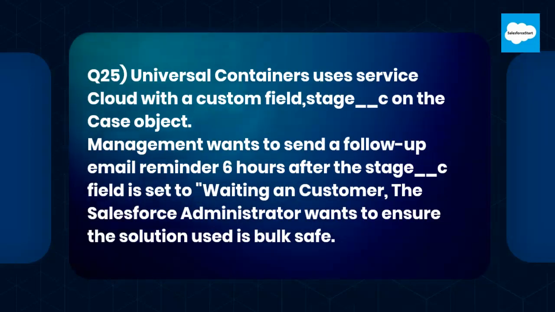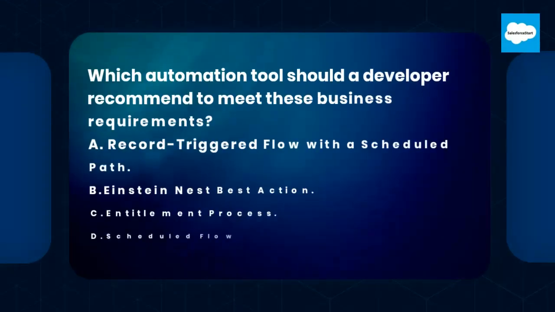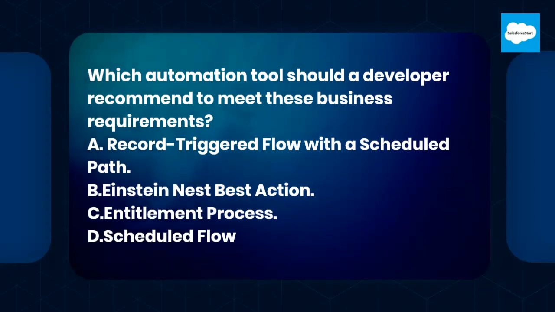Q25. Universal Containers uses Service Cloud with a custom field, Stage__c, on the Case object. Management wants to send a follow-up email reminder 6 hours after the Stage__c field is set to Waiting on Customer. The Salesforce administrator wants to ensure the solution used is bulk safe. Which automation tool should a developer recommend to meet these business requirements? A. Record-triggered flow with a scheduled path. B. Einstein Next Best Action. C. Entitlement process. D. Scheduled flow.